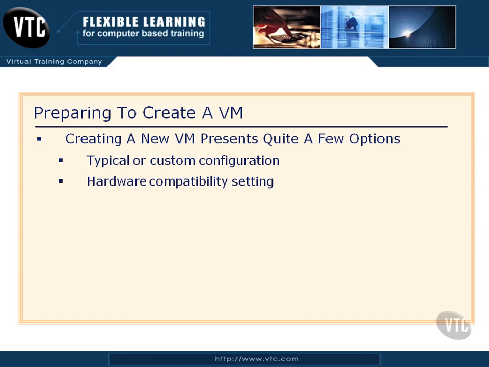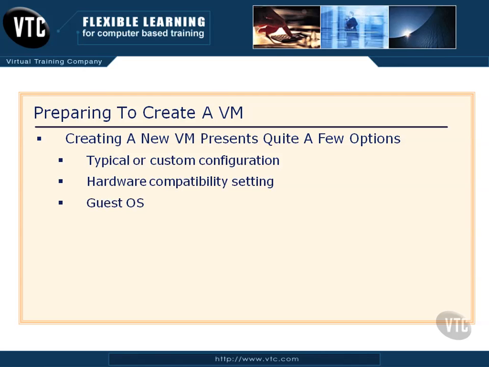Now, one of the options you'll get in the custom configuration is something called a hardware compatibility setting, and this is where you can actually tell it to behave under different hardware settings to see what different virtual machines are going to do, for example, running on different versions of Workstation.